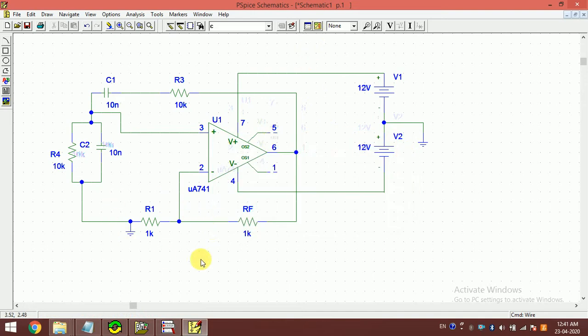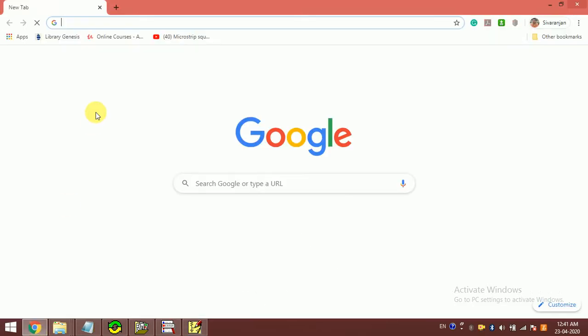Again, we know that the gain of the amplifier should be greater than or equal to 3. Once again, if you have not gone through the theory, you can always go to the theory first. There are many materials online. Let me show you one good example.